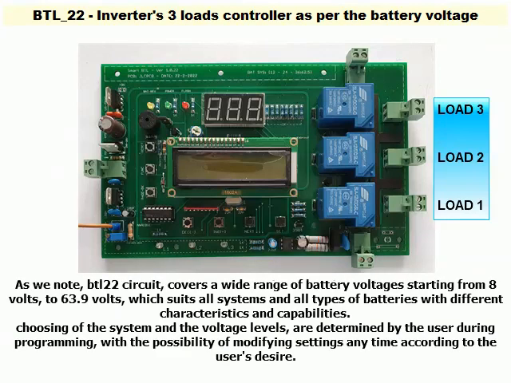As we note, the BTL22 circuit covers a wide range of battery voltages, from 8 volts to 63.9 volts, which suits all systems and all types of batteries with different characteristics and capabilities. The choice of the system and the voltage levels is determined by the user during programming, with the possibility of modifying settings any time according to the user's desire.